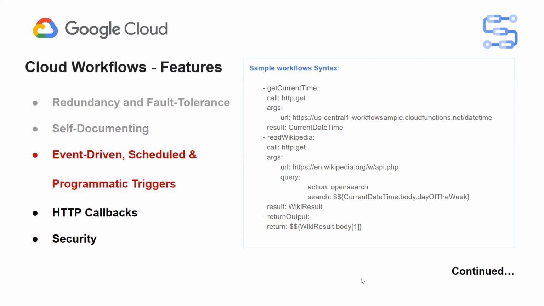Now, the next feature is event-driven, scheduled, and programmatic triggers. Workflows can be triggered in real time or on a schedule. Through Eventarc, workflows can be executed when events occur, such as when a file is uploaded to Cloud Storage or when a Pub/Sub message is published.